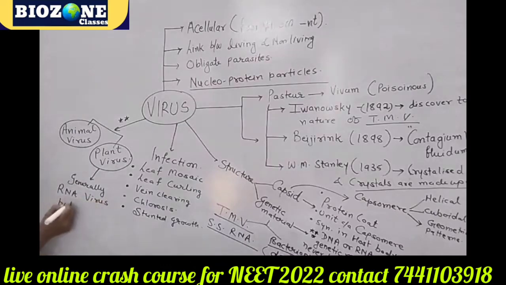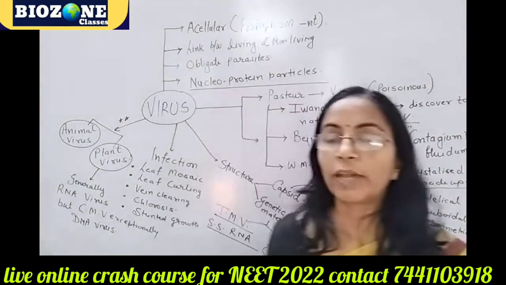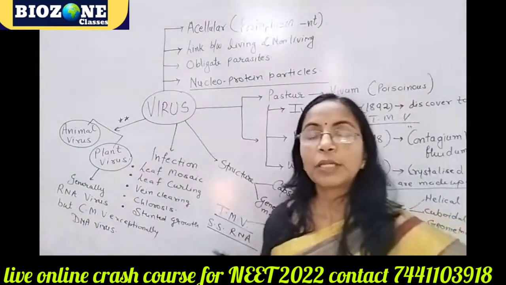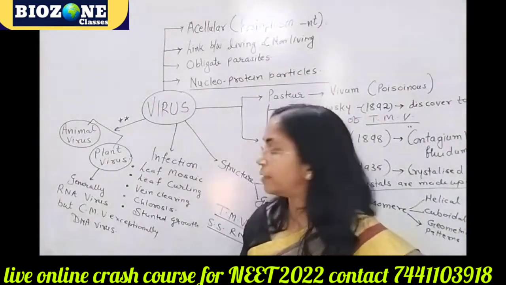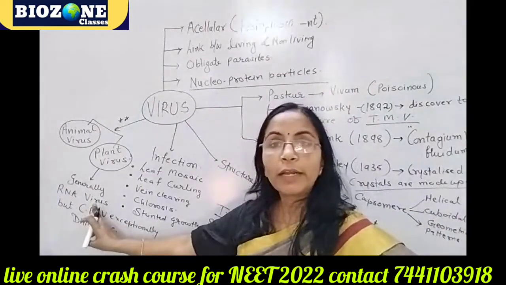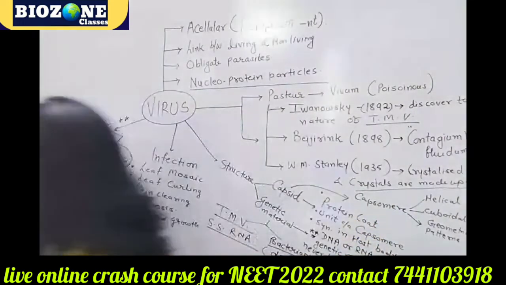but CMV exceptionally DNA virus. Okay. So CMV means cauliflower mosaic virus. So cauliflower mosaic virus exceptionally a DNA virus. Otherwise, most of all plant viruses are RNA virus. So plant viruses are RNA. Exception is CMV. Similarly, animal viruses.